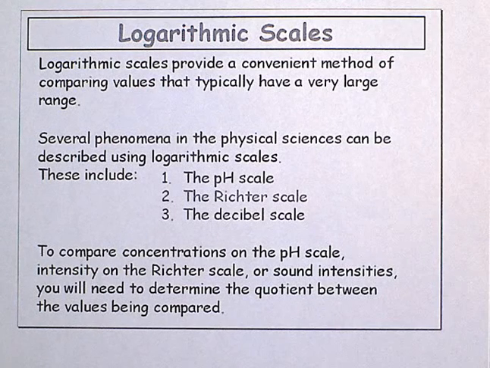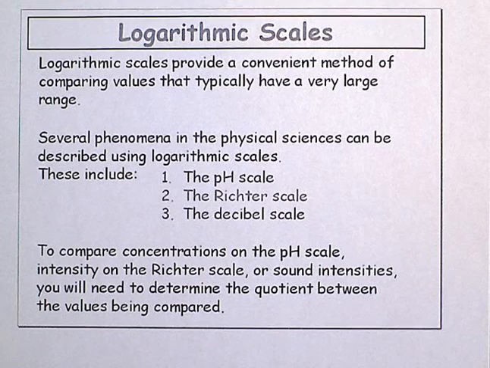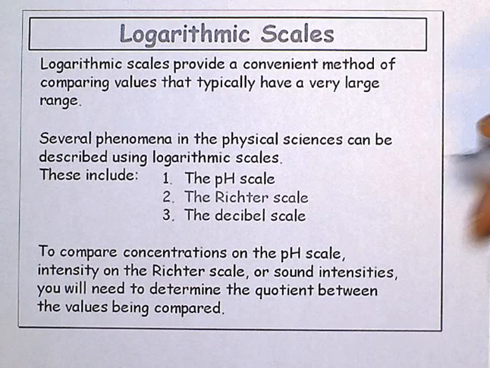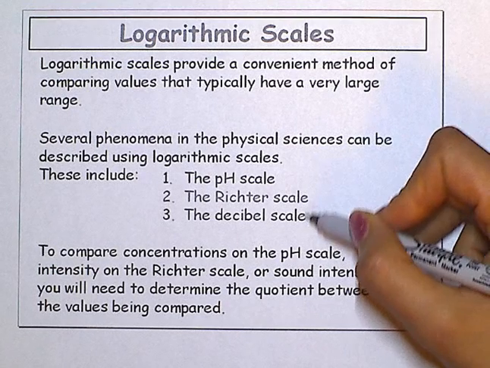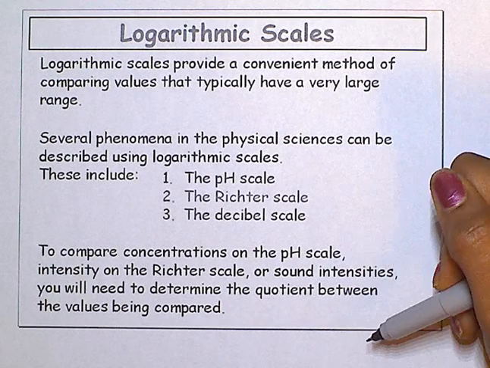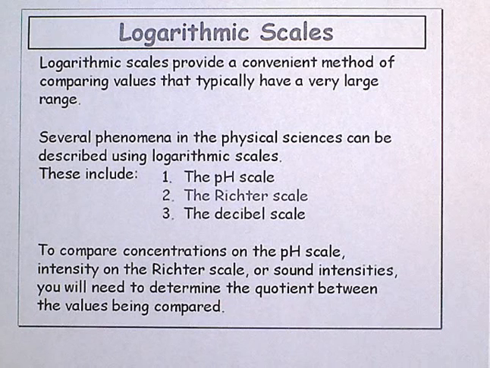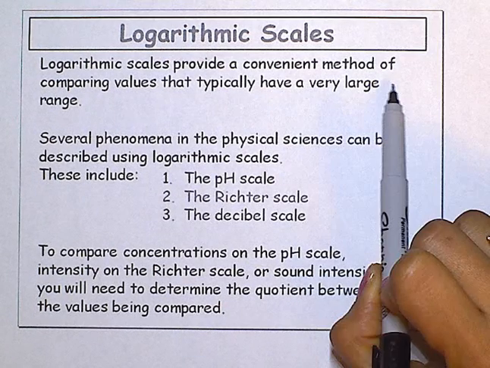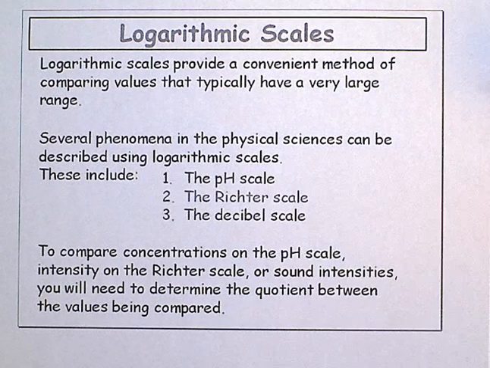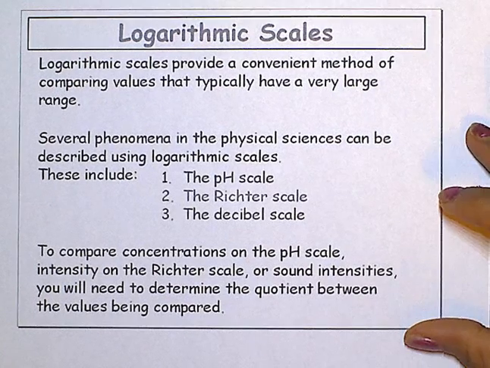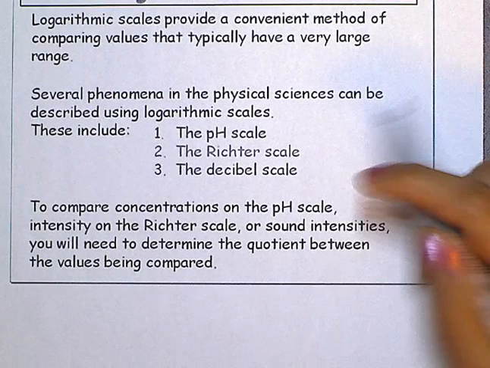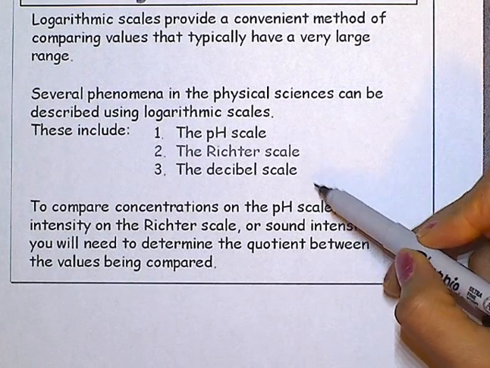Continuing on with the lesson, I'm just going to talk to you guys about logarithmic scales, and more specifically about three of the different types of logarithmic scales that we will be doing some calculations for in this lesson. Logarithmic scales provide us a convenient method of comparing values that are extremely large, and we are going to be focusing on three different scales. The first one is the pH scale, the second one is the Richter scale, and the third one is the decibel scale.